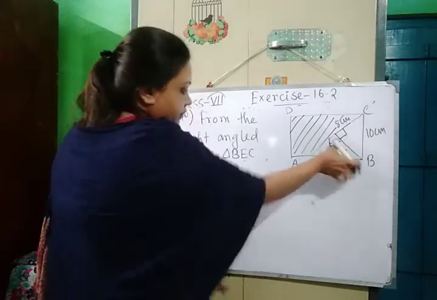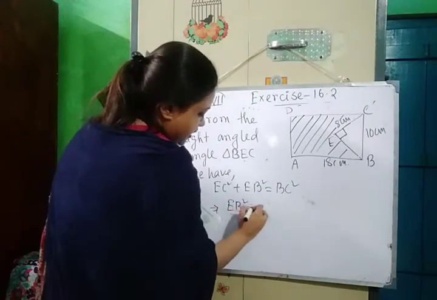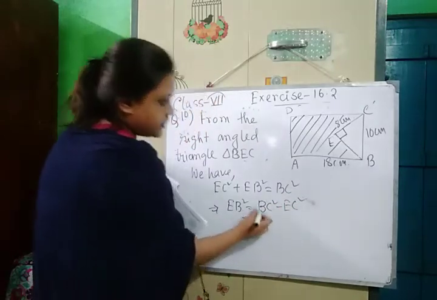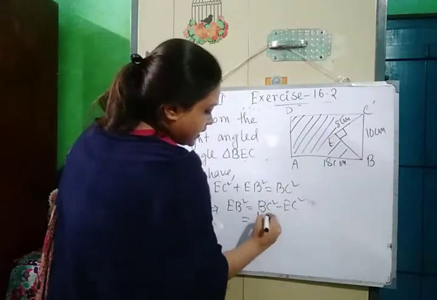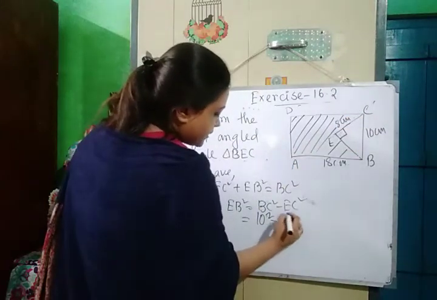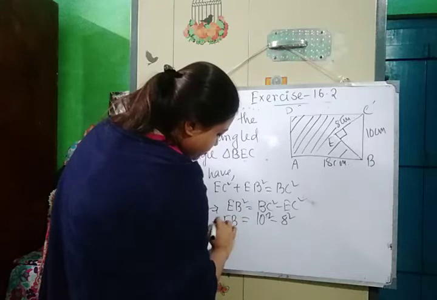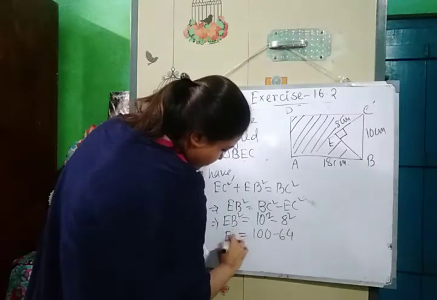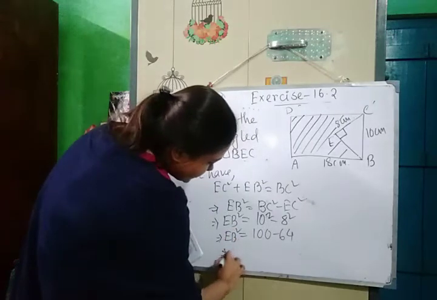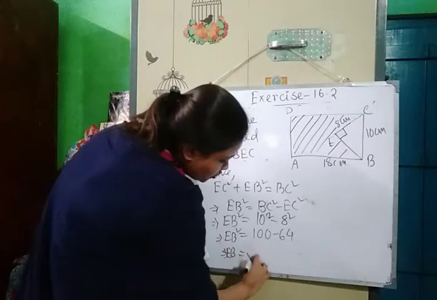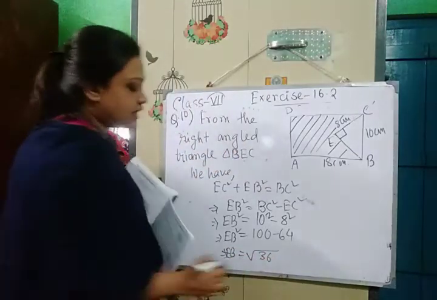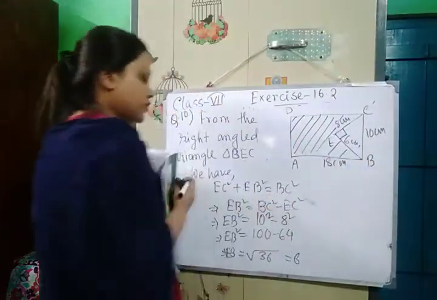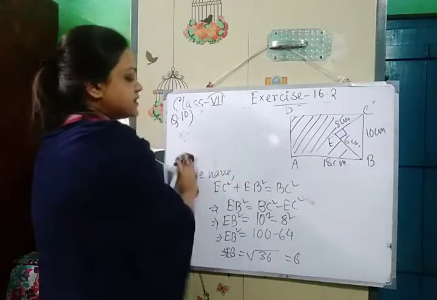So what will be the value of EB square? EB square equals BC square minus EC square. So BC square is 10 square and EC square is 8 square. So EB square equals 10 square minus 8 square, that is 100 minus 64. That means EB equals root over 36. So root 36 equals 6. That means this base is 6 centimeter we have found.